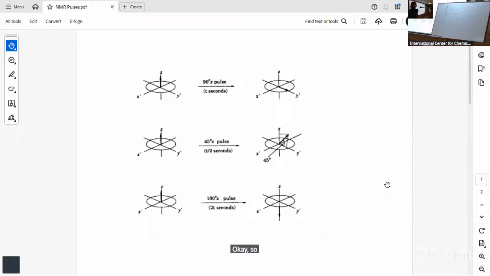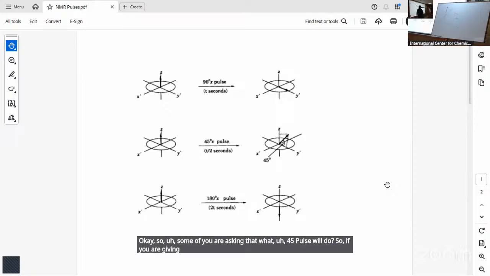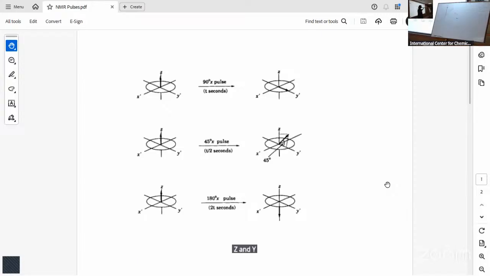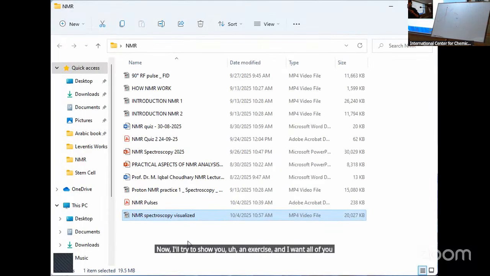Some of you were asking what a 45 pulse will do. If you are giving a 90x pulse and it is going to the direction of Y, a 45 pulse will bring it exactly to the half position between Z and Y. And the 180 will bring it to minus Z. We already know that. Now I'll show you an exercise, and I want all of you to do that so I can have an idea.